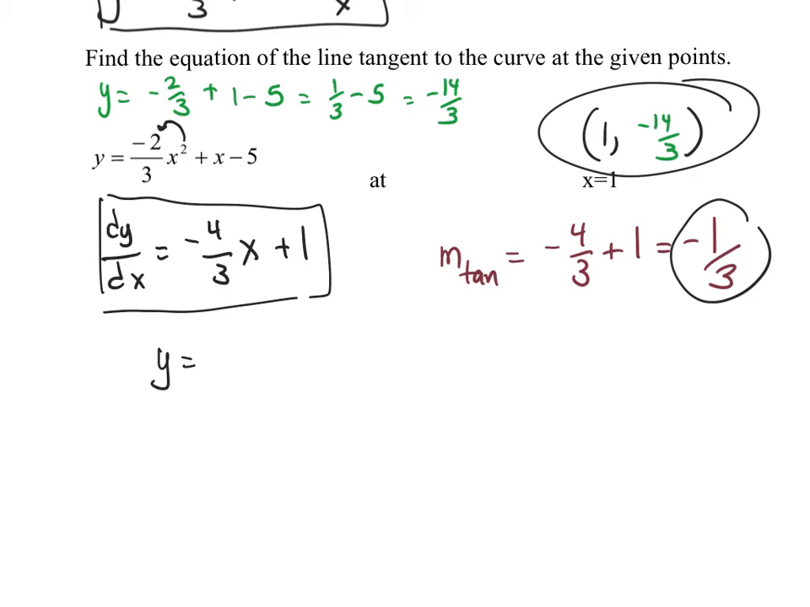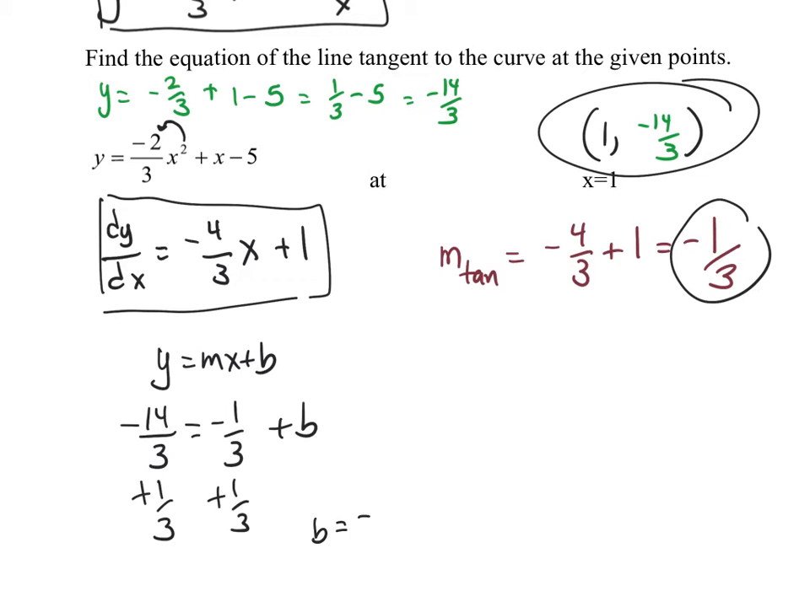So now I'll do my y equals mx plus b. So that's going to be negative 14 over 3 equals negative 1/3 times 1 plus b. And so I'll add 1/3 to both sides. So that's going to yield that b is going to be negative 13 over 3. Now, that's fine. I have the slope, I have the intercept, but now I have to actually write my line. y equals negative 1/3 x minus 13/3.